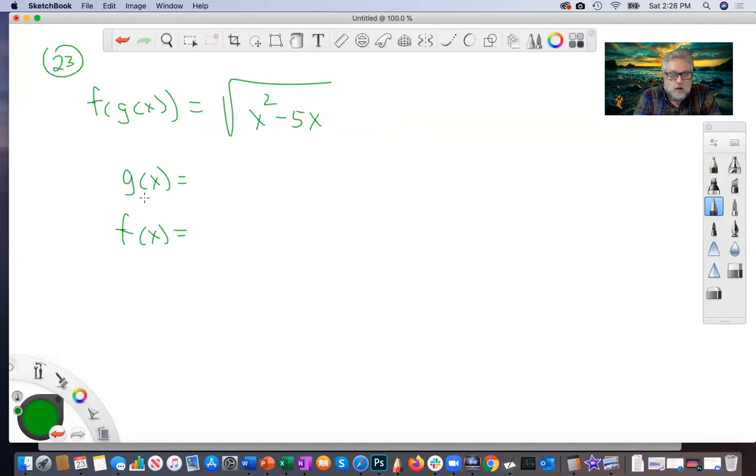Okay, ready? Pause. Okay. So I bet that the thing being plugged in is x squared minus 5x, right, the thing under the square root sign. And f of x is probably square root of x. So these are the decomposed functions from this thing. Okay? Is that the only answer?